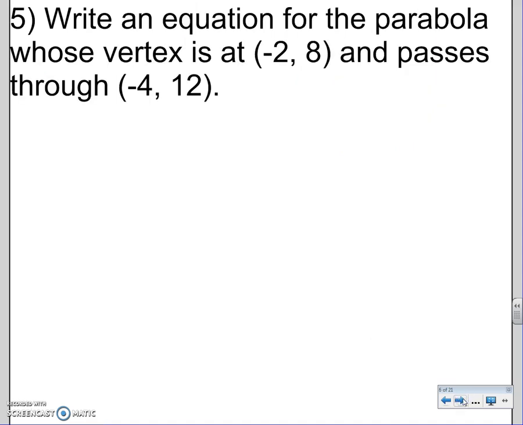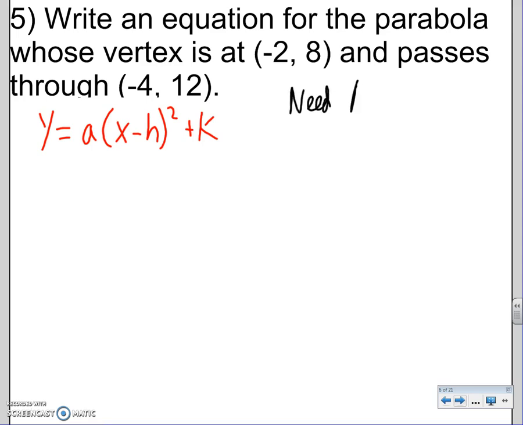Write an equation for the parabola whose vertex is there and passes through that. Okay, for a parabola, we like vertex form. We like y equals a(x minus h) squared plus k. We need 3 letters. We need a, h, and k. Well, we have 2 of them. We have h and k. We have the vertex, h, k right here. We've got to find a.